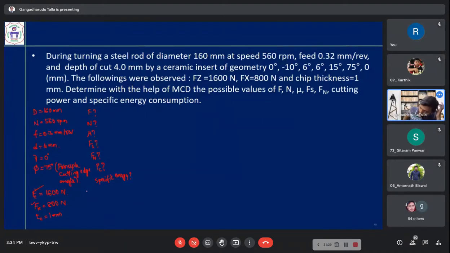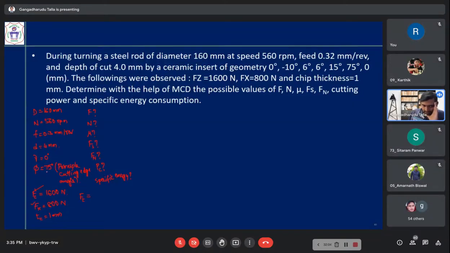Now, what is Ft? Do we know Ft here? Can we find Ft? Ft is the resultant of Fx and Fy. Resultant of Fx and Fy, that is Pxy in the diagram that we have seen, that is Ft.